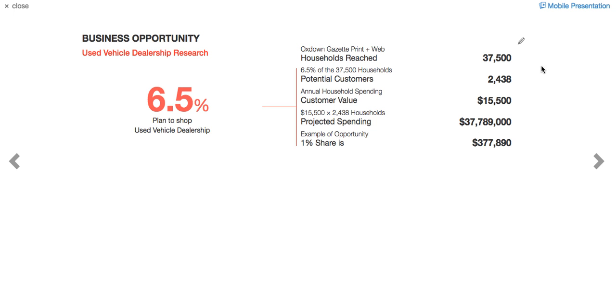Now, in the new mobile presentation, you can click on Edit and ask them, what share do you think you could get? What would be realistic for you? And a gentleman might say, well, I think I can get 3% of it for sure. Look at that. 3% is almost $1 million. Get their input. Get their engagement.